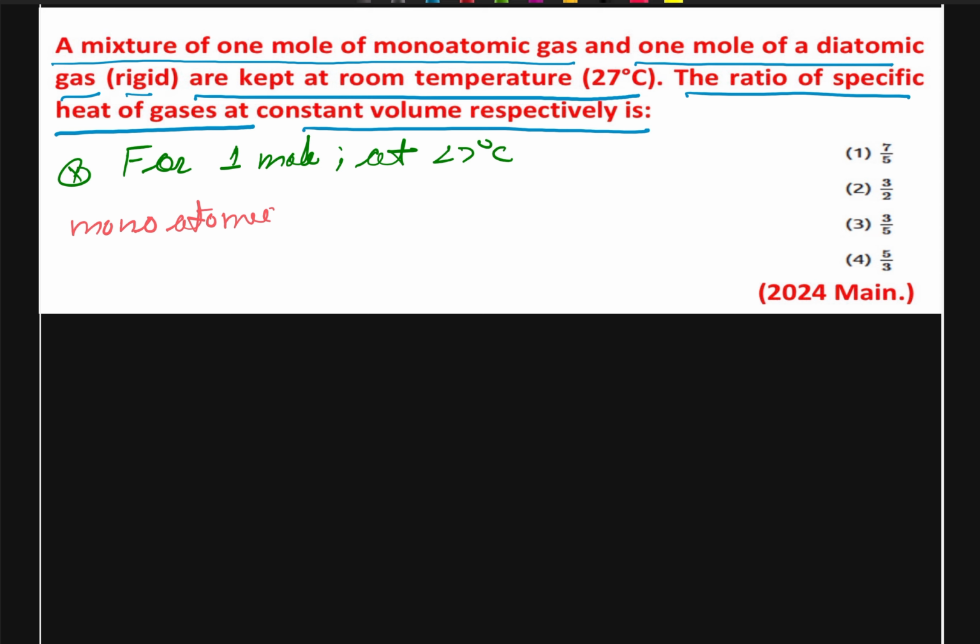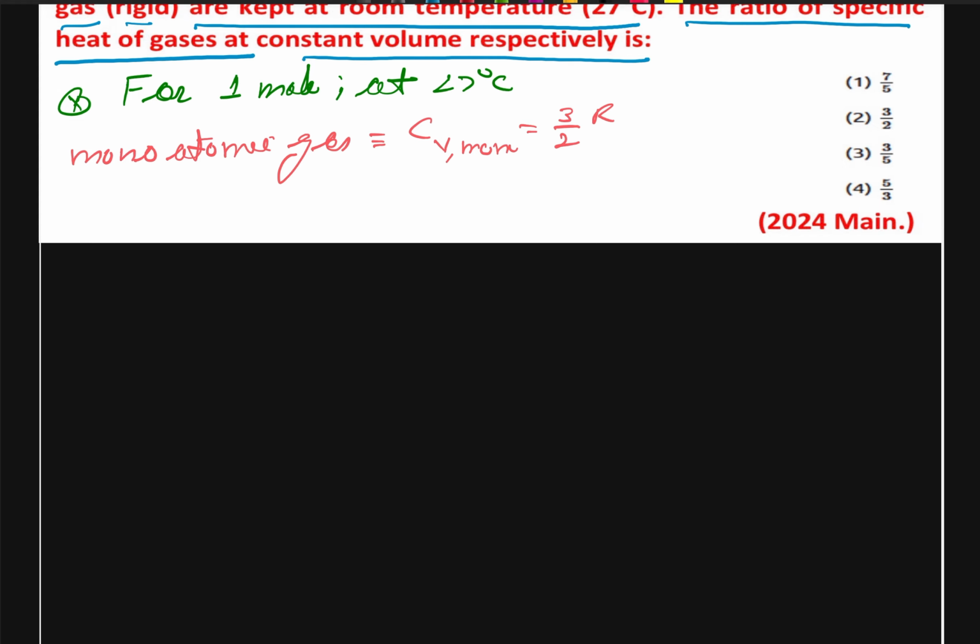So for monoatomic gas, we can write that our C of V for mono will be equal to 3 by 2 times R. And we have our diatomic gas, and for that we can write our C of V for dia will be equal to 5 by 2 R. For monoatomic, the degree of freedom is 3. For dia, it is 3 plus 2, that is 5.